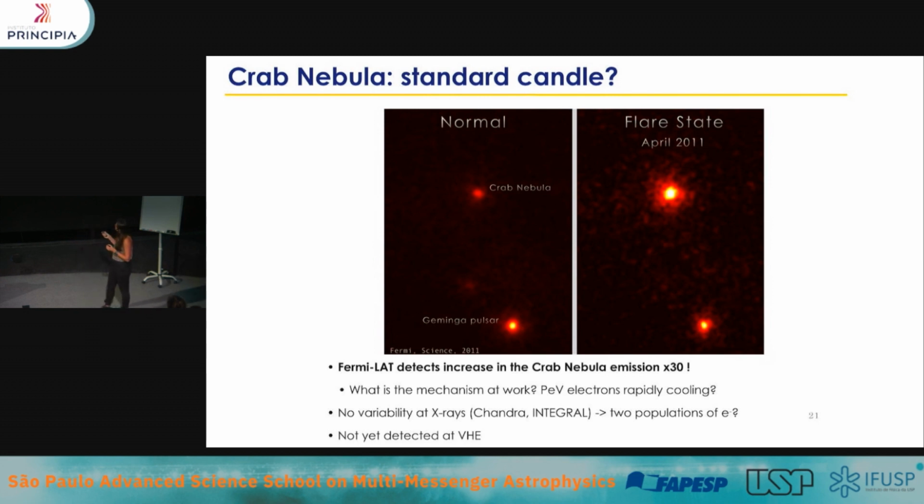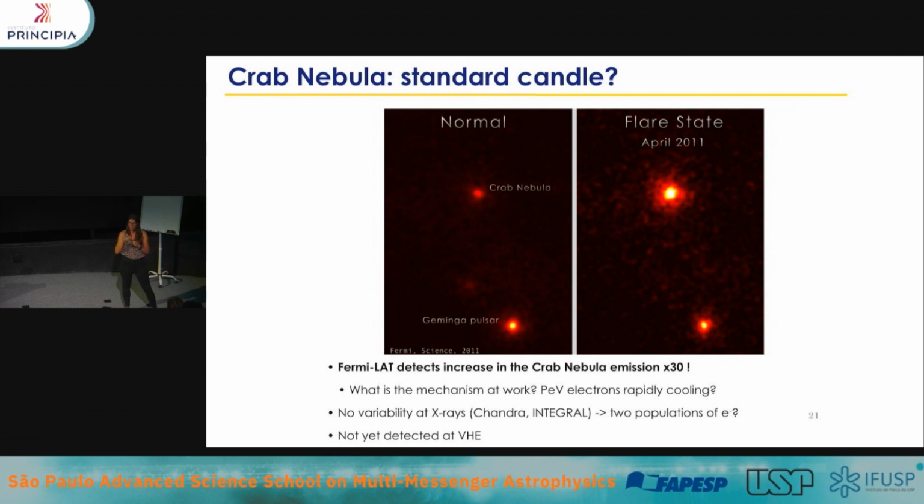Could be maybe that you have these PeV electrons rapidly cooling. We don't see any variability in X-rays. We have not measured yet any variability at very high energies. So we are still very eager to see if we are able to detect one of these flaring emissions. So what we could expect is that if you try to go as low in energy as possible, you can maybe try to catch the synchrotron tail during a flaring state. Or maybe it could happen that there is even a higher component, an inverse Compton component.